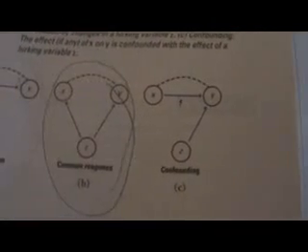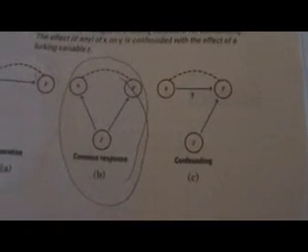The next type of causation we are going to discuss today is common response. Common response is when the observed association between the variable x and y is explained by another variable z. This variable is named the lurking variable.